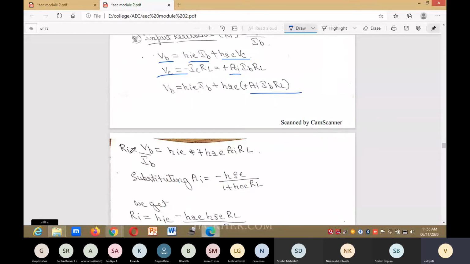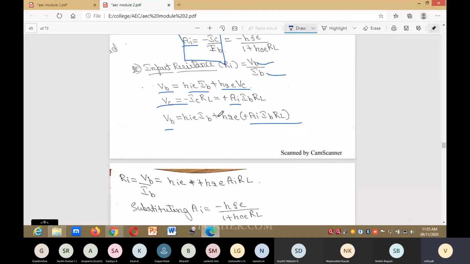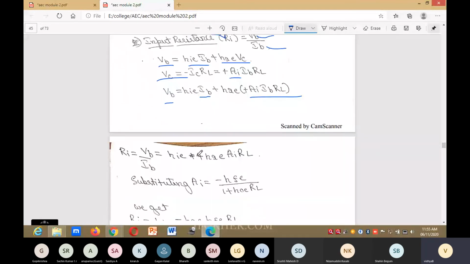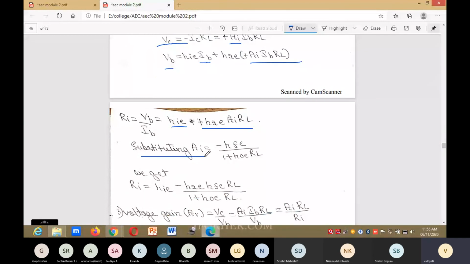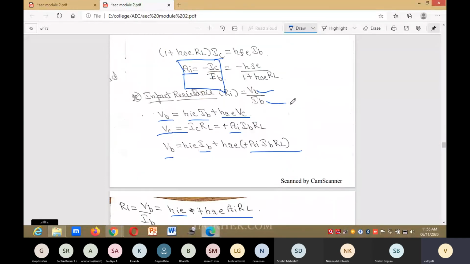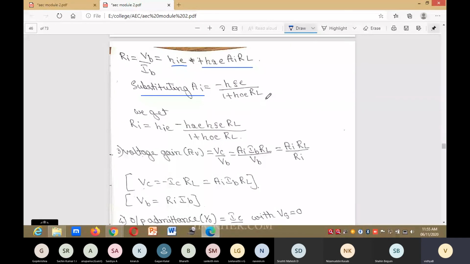RI, the input resistance, is equal to VB divided by IB. We know the value of VB, so substitute. If you take out IB as common, then you will get HIE plus HRE into AI RL. Substituting AI is equal to minus HFE divided by 1 plus HOE into RL, we get RI is equal to HIE minus HRE into HFE RL divided by 1 plus HOE into RL.